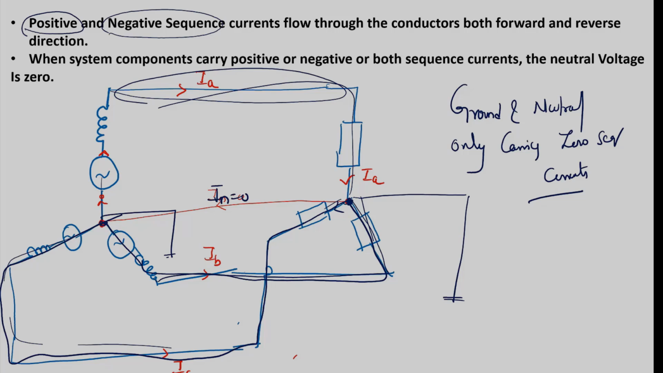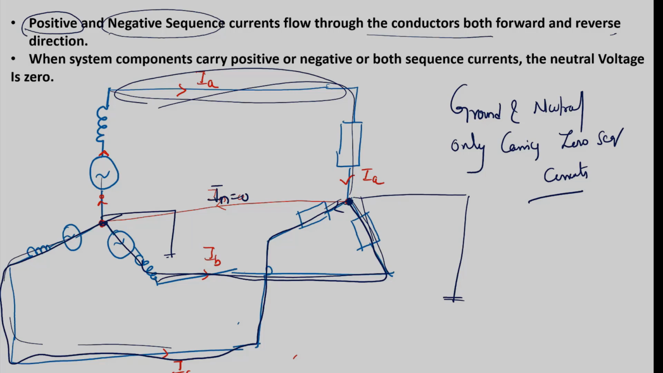So when positive sequence and negative sequence currents flow, they flow through the conductors in the forward direction, and they return through the conductors. That is the point. Positive and negative sequence currents flow through the conductors both in forward and reverse direction. They will never flow through the neutral, or through the ground.